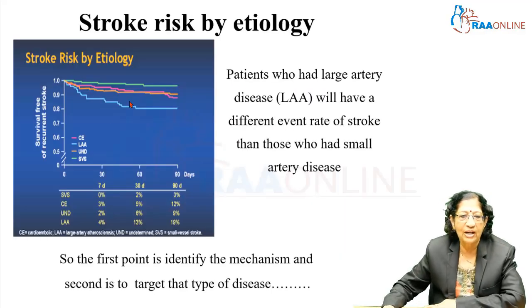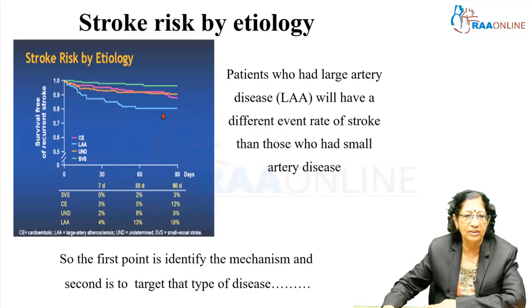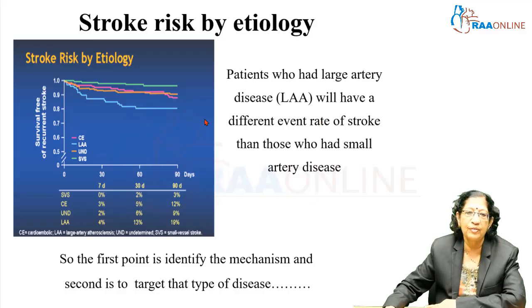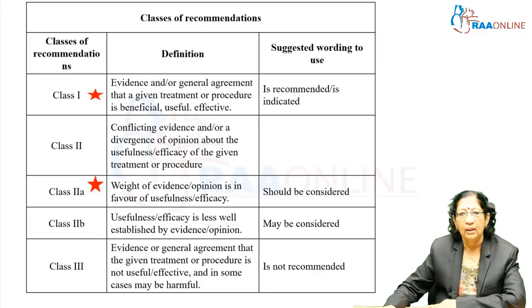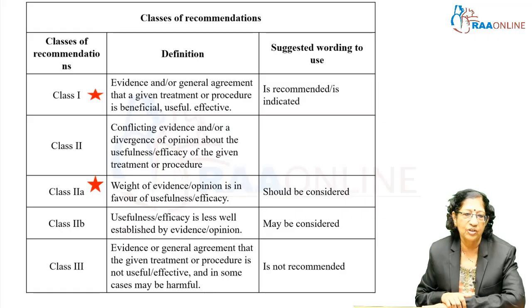When you take this chart, you find there are 4 different things. One is a cardioembolic stroke, then you have the small vessel disease, unidentified disease, and the large vessel disease. Patients who have a large artery disease will have different stroke rates compared to those who have a small vessel disease. So, we have to identify whether it is a small vessel disease or the large vessel disease before we start on therapy.